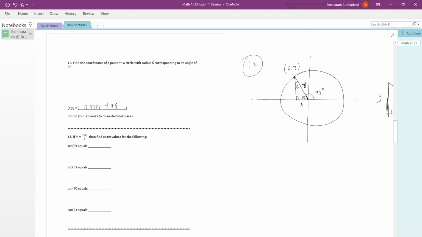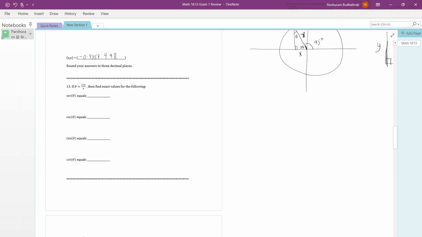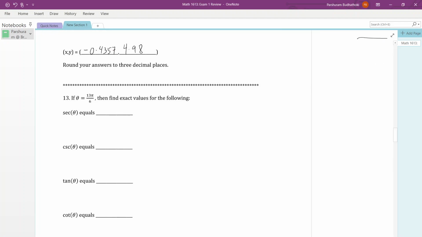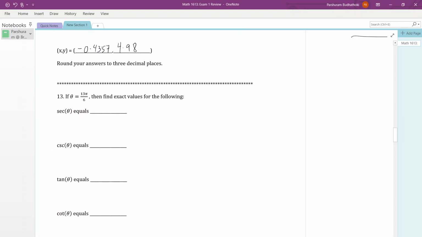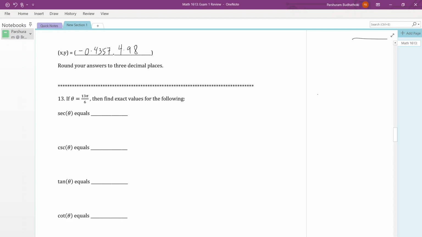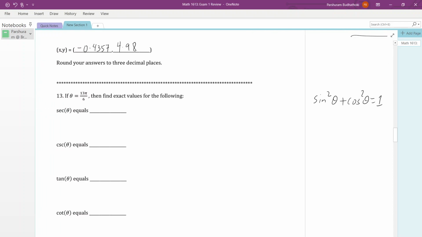Okay, for problems from 13 to 20, you have to know some identities, relations between trig functions. So I'm going to give you the relations here. First of all, you have to know this: sine square theta plus cosine square theta should be equal to 1. That's the one relation.